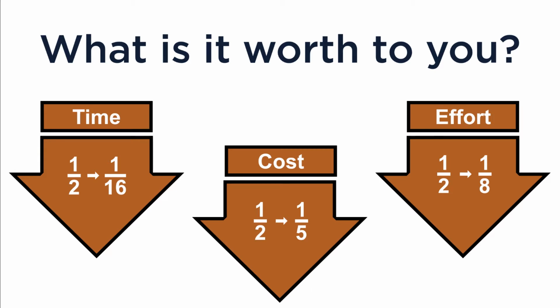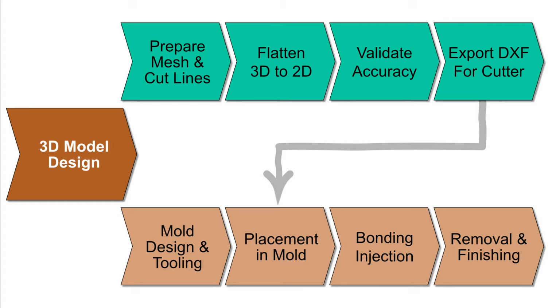3D design, digital pattern making, and 3D bonding are part of our marketplace's overall transformation to digital. So in each of time, cost, and effort, the savings can be quite substantial. Now, let's take a look at the workflow. It starts with 3D design. There are four steps in the 3D to 2D digital pattern making workflow. They are shown at the top. Prepare mesh and cut lines, flatten 3D to 2D, validate accuracy, and export DXL file for cutters. We'll show you this workflow in detail.